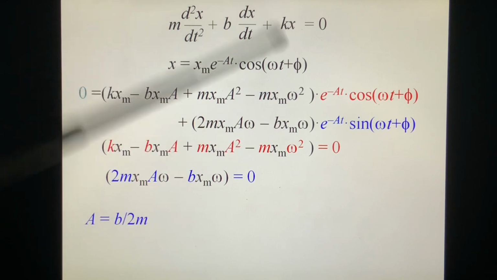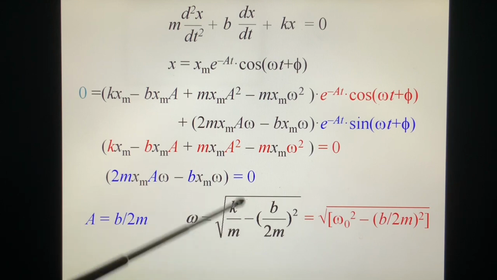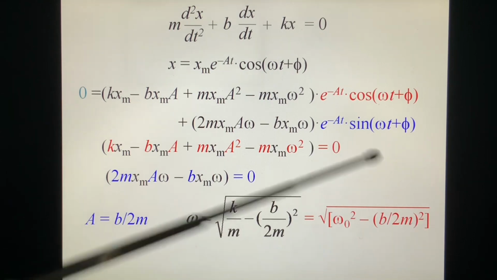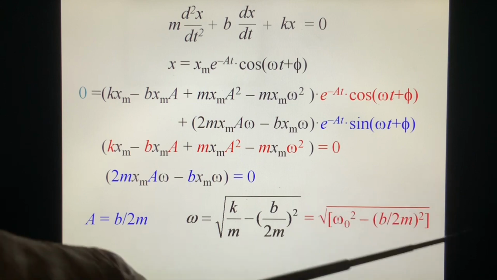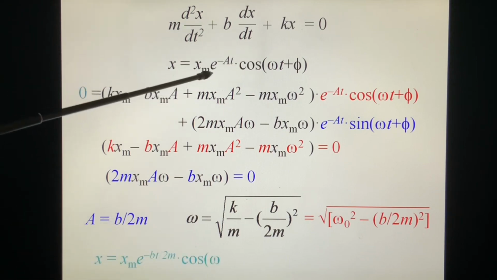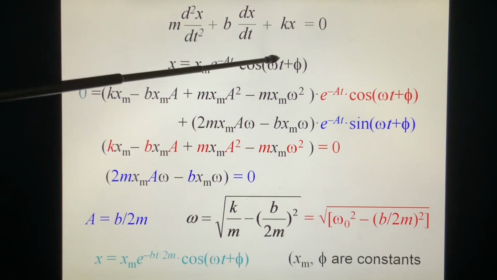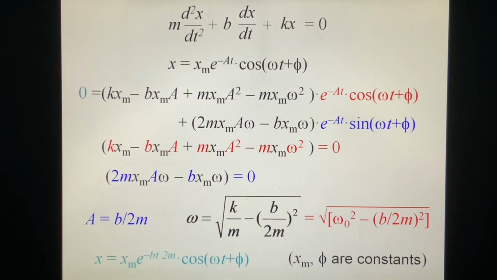Now, we get this one. Relating b and m, you put a inside, and we get omega equals the square root of k/m minus (b/2m) squared. And k/m is omega 0 squared. Usually this term is much smaller than this term, so we drop it, and the frequency does not change too much. All right, we have a, then we get an answer. So x equals x_m e to the minus bt over 2m cosine of omega t plus phi.